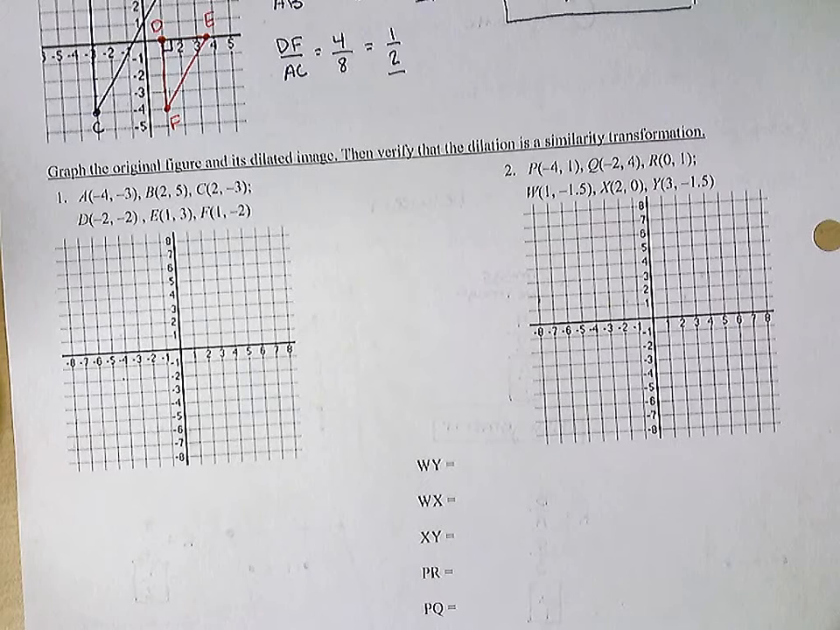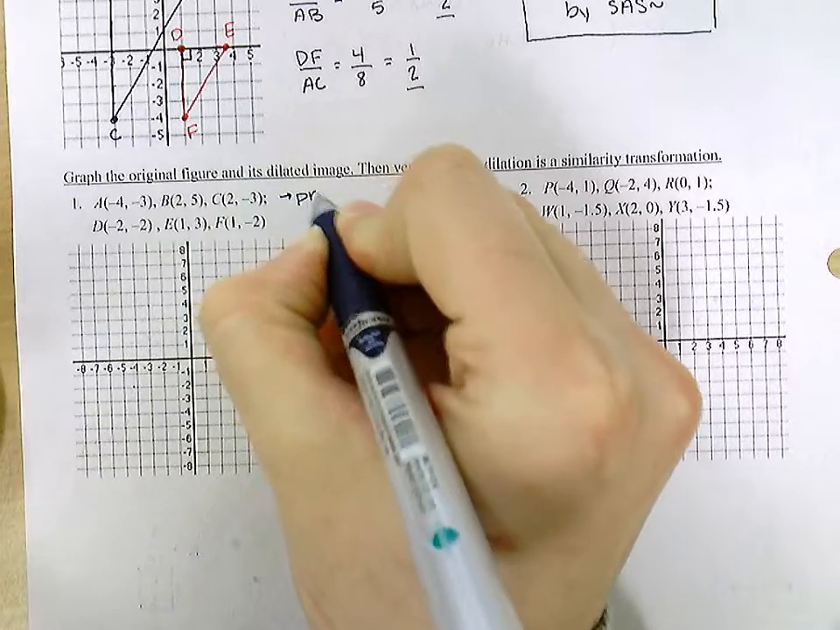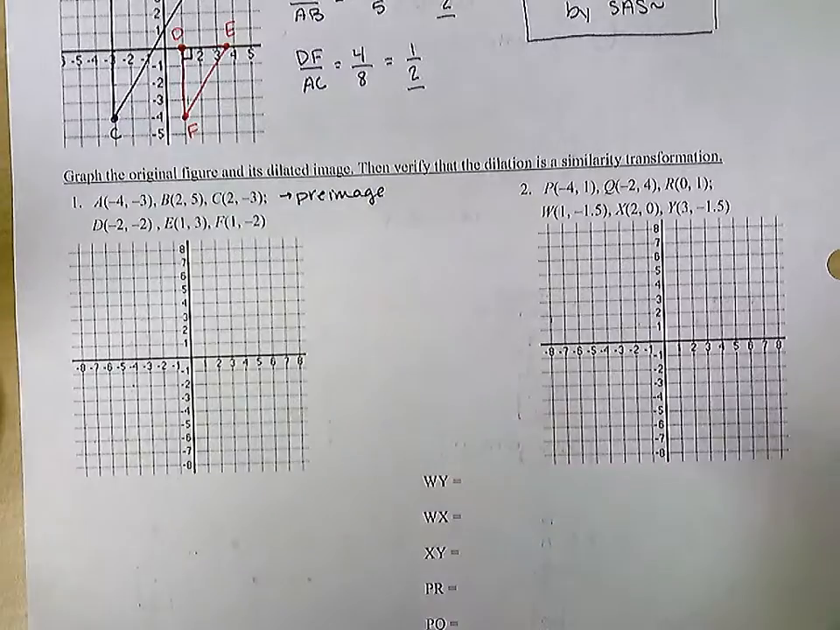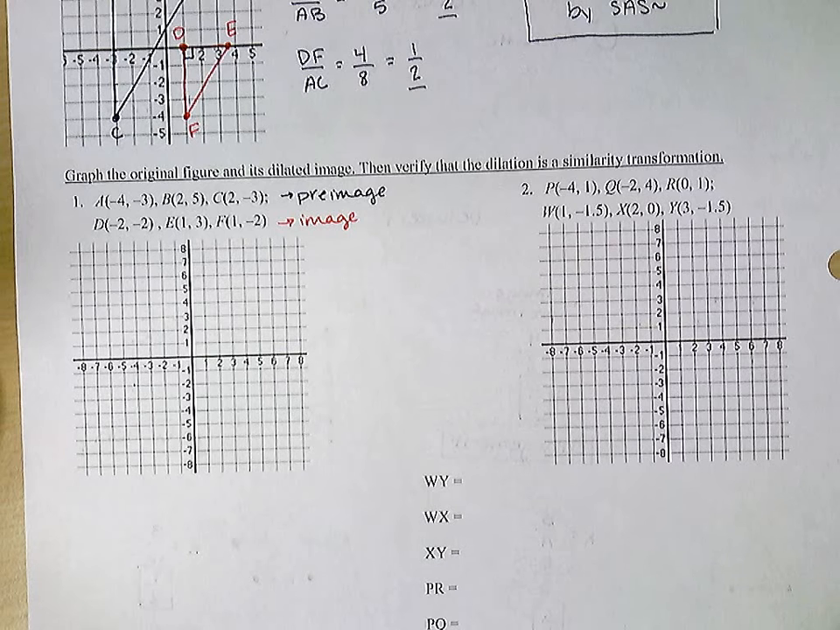The top one here is your pre-image, and the bottom one is your image. Again, for writing out to prove these are similar, it doesn't matter that order, but I just wanted to let you know which one was which. So the top one's your pre-image, the bottom one is your image. Same process we just did in that first example. Try and prove that those two figures are similar to each other.